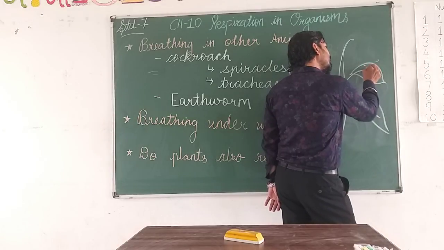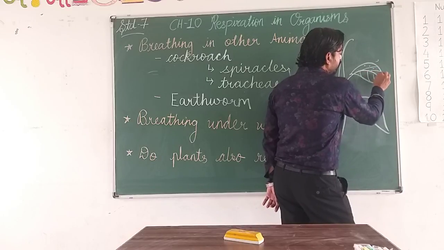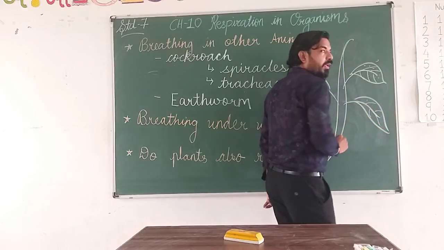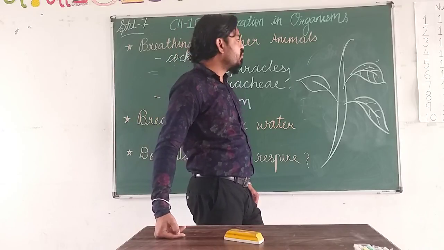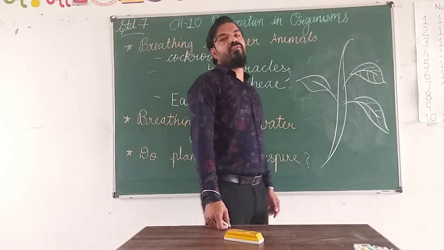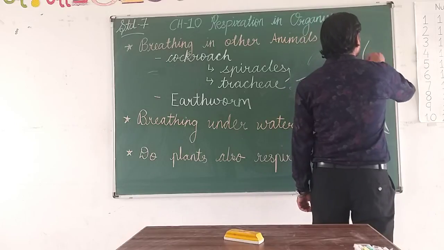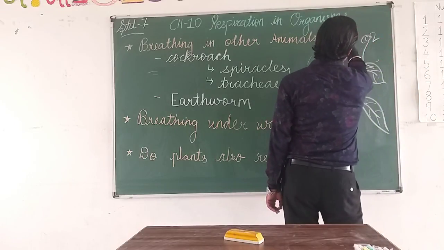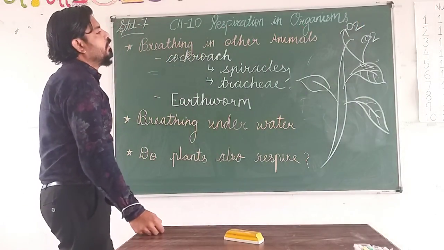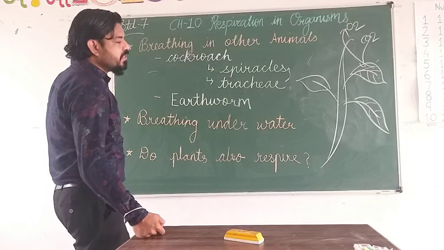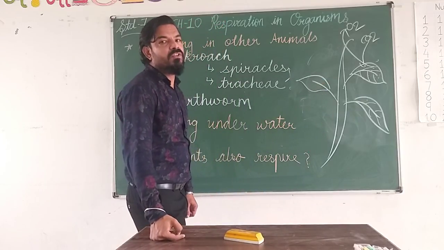Now if you see the leaves, you will find small holes here between this. Okay, so this is called the stomata. This stomata will help them to breathe in. What do they breathe in? They breathe in carbon dioxide and breathe out oxygen. Is it? Breathe in carbon dioxide and breathe out oxygen. So plants also respire with the help of their organs, that is called the stomata.